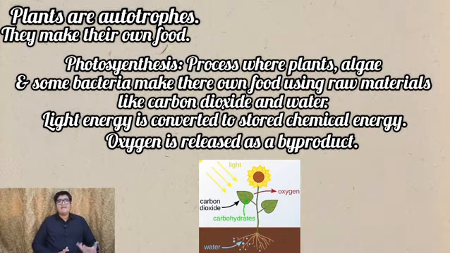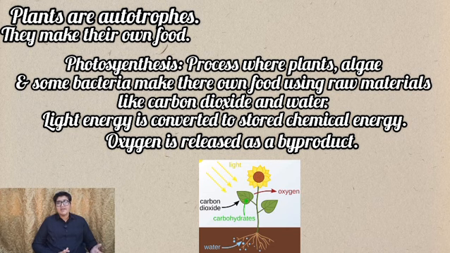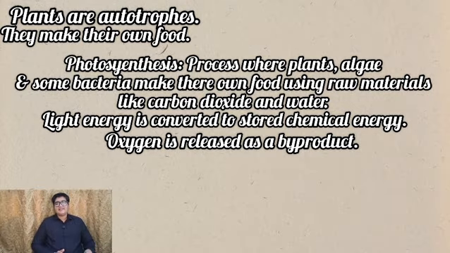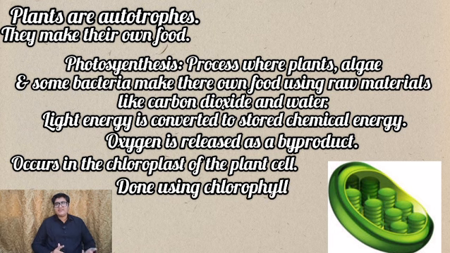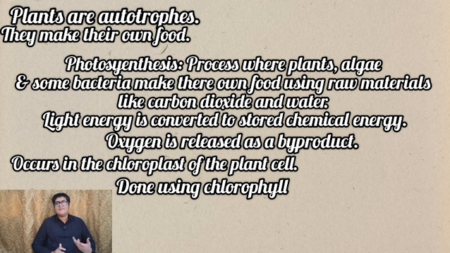Oxygen is released as a byproduct of this reaction, meaning when plants make their own food using carbon dioxide, sunlight and water, they release oxygen. So that's why oxygen is in the atmosphere. This vital process of photosynthesis occurs in the chloroplasts of a plant cell, and this is done using chlorophyll, which is a green pigment that absorbs sunlight.